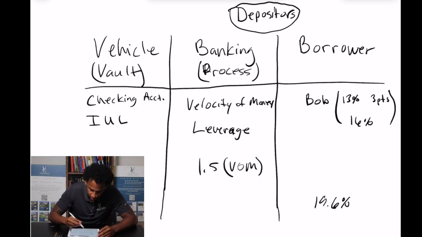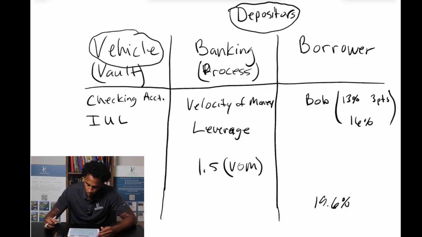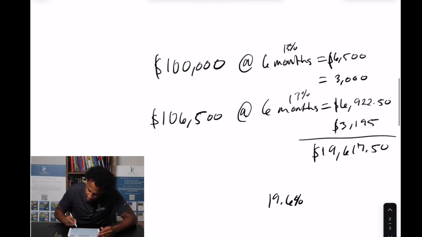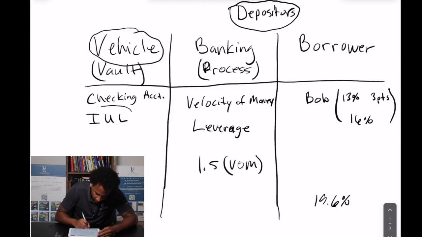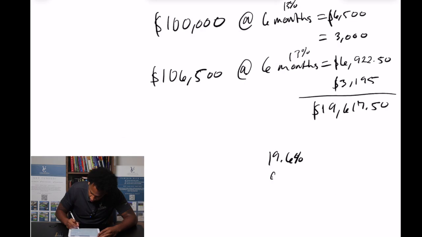Now, consider the vehicle, which is where your money resides. So when we make this $19,617.50, where is this money going, where is this money sitting? This money is sitting in our vault, which is our IUL policy. On the IUL policy, it follows the index and we make 9%.